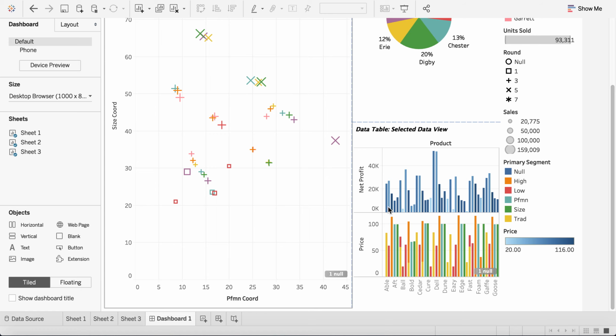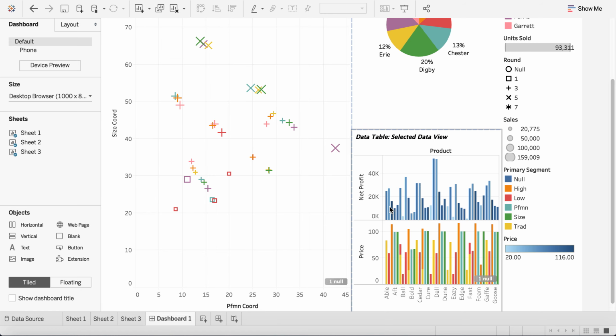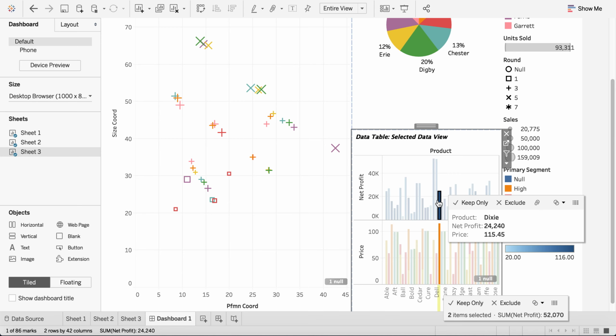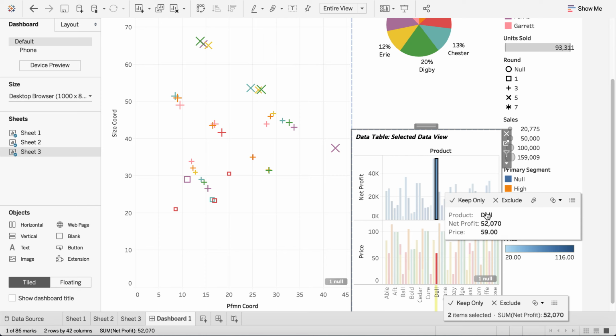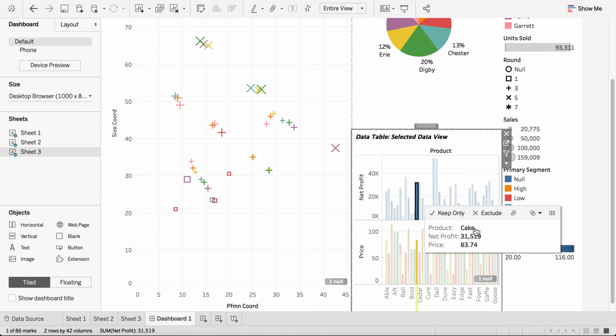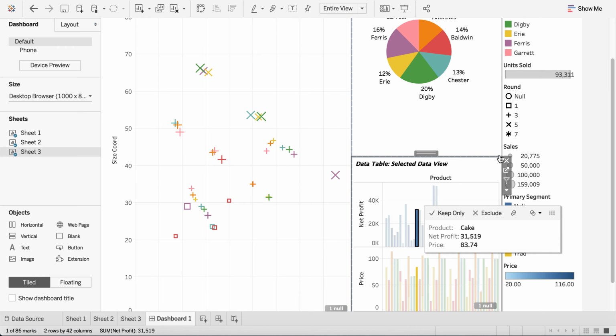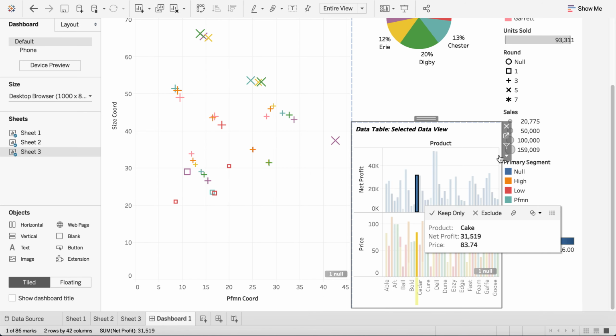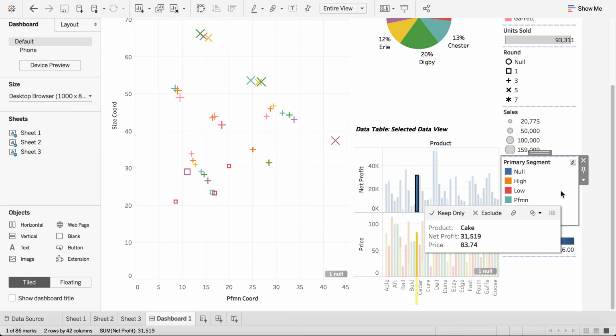Above is a representation of the lines relative to each of the profits. So each product shows which ones were most profitable. If you look down at the big lines, it is clear that the product Dell had a net profit of about $52,000 between rounds 1, 3, 5, and 7. For example, over here is the product Cake, most likely one of Chester's products, with a net profit of about $31,000 and a price of $83.74.